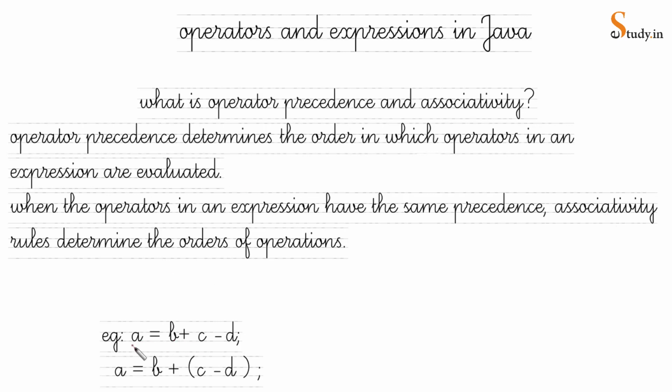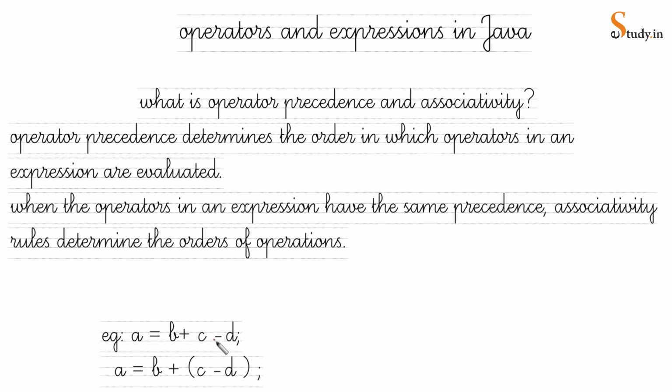Let's suppose we have an expression here: a is equal to b plus c minus d. Here plus and minus have the same operator precedence. That means they are at the same level. So in which order will they be evaluated? It starts from left to right. That means first it will do b plus c, and then it will subtract d from the result.